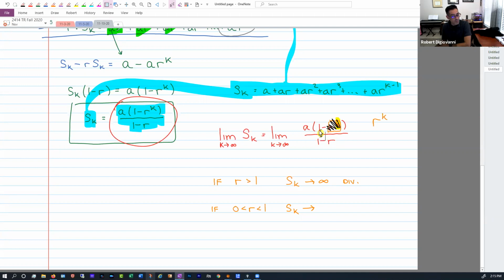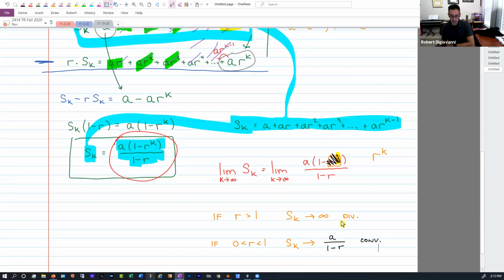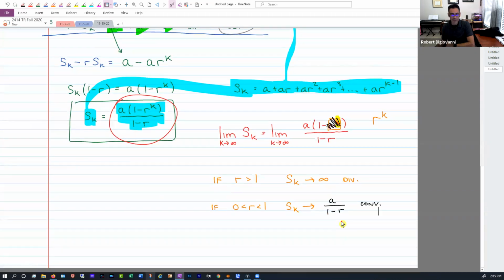If this thing is gone, a times 1, which is a, over 1 minus r. Which definitely means we have convergence. We have a conclusion, all right? We have a conclusion.